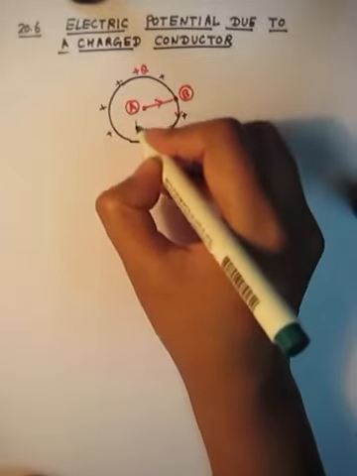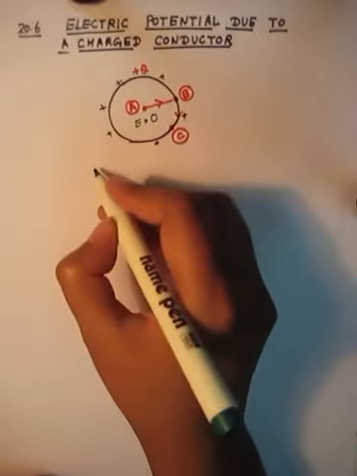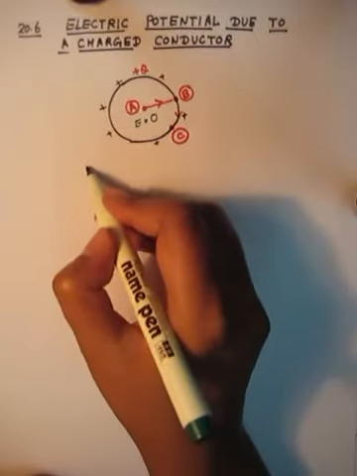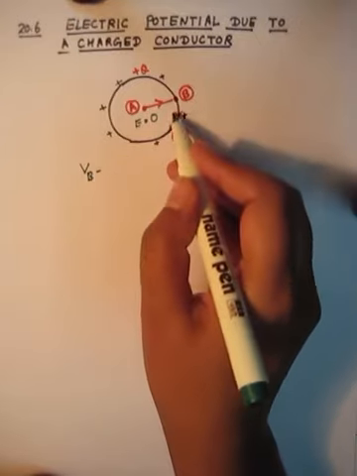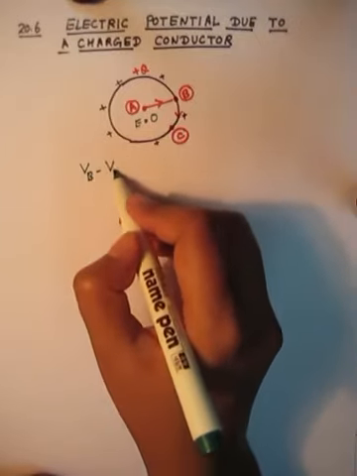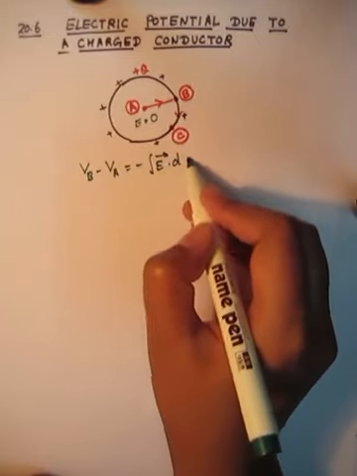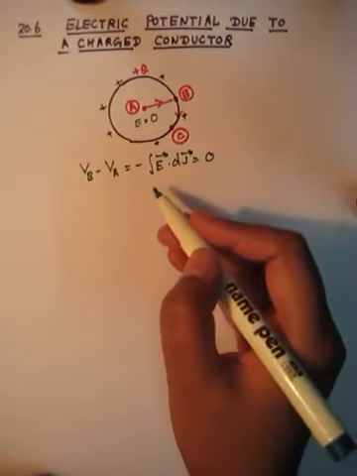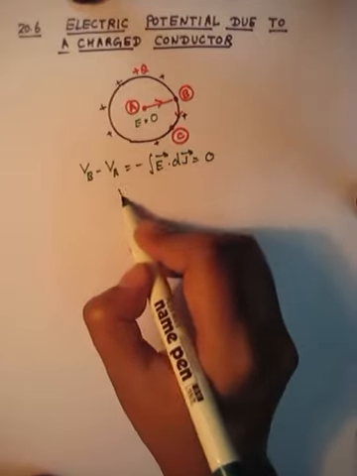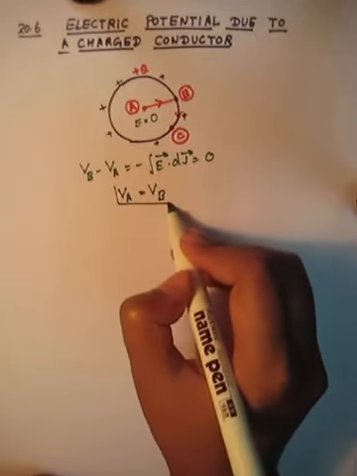As is known, the electric field inside a conductor is zero. So if we have to find out the potential difference between B and A, it will be VB minus VA, which is the integral of E vector dot ds vector, and this will be equal to 0. So it means that the potential at A will be equal to the potential at B.